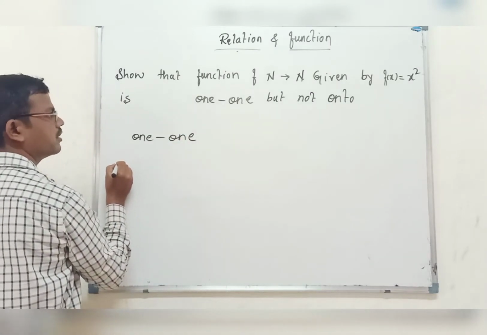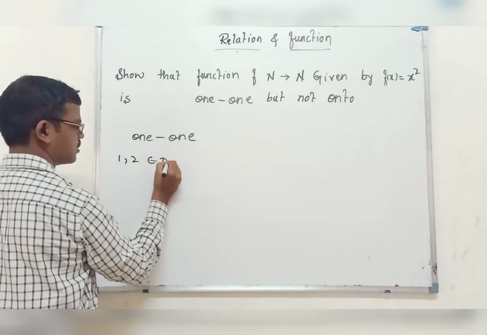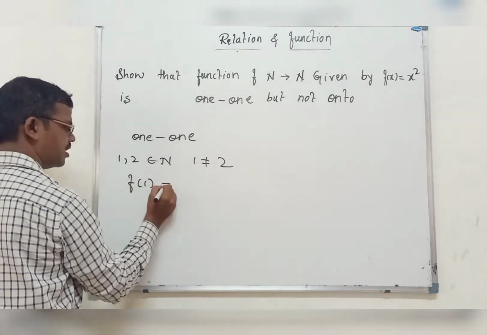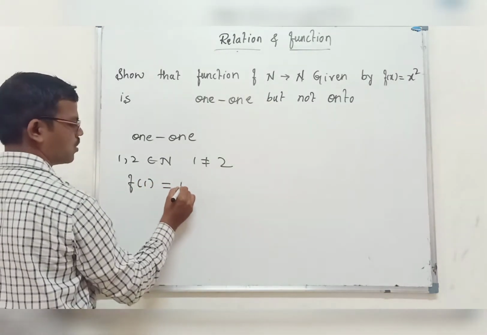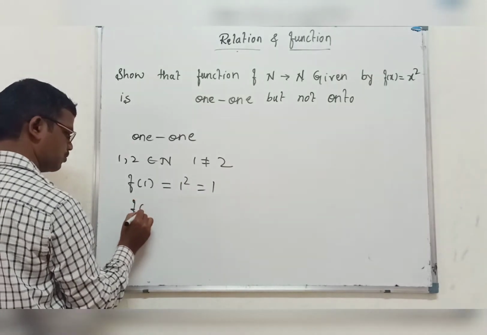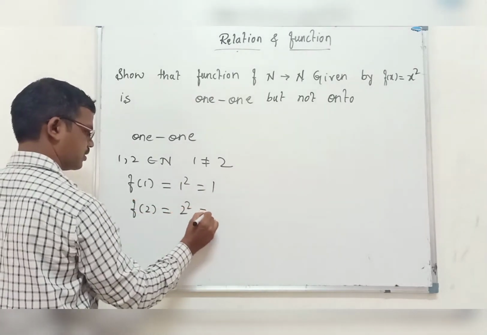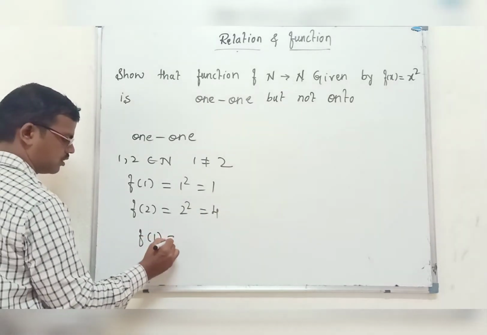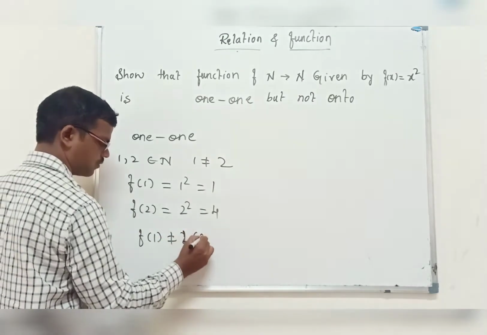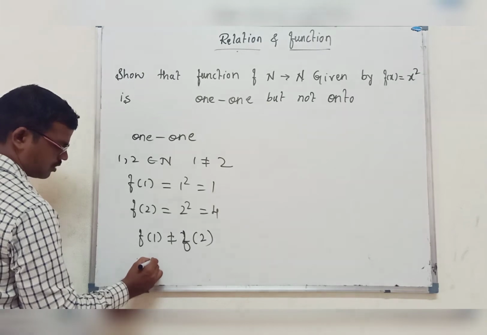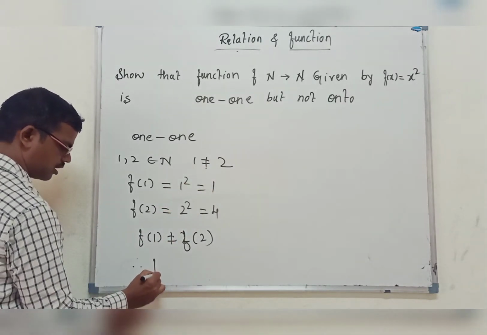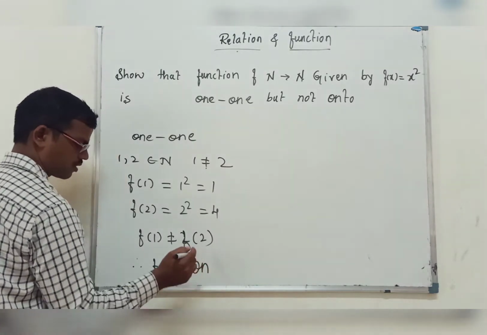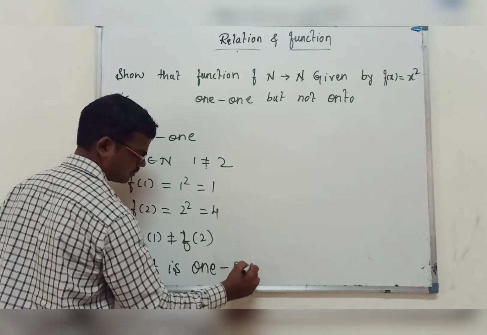For one-one we will take natural numbers 1, 2 belonging to the natural numbers, whether they are different or not. Then we find out their images. F of 1 image is 1 square, that is 1. F of 2 image is 2 square, that is 4. So f of 1 is not equal to f of 2. Therefore different elements got different images. Therefore f is one-one.